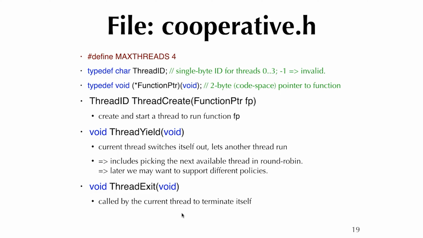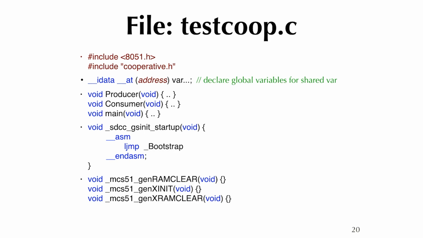No, exit means the thread is just done. It doesn't want to continue anymore, so it gets recycled. Yield means it still wants to continue running. Yeah, this is the same semantics as pthreads, pretty much.